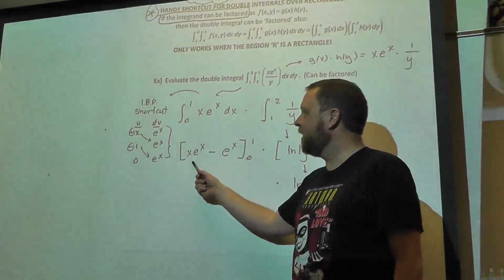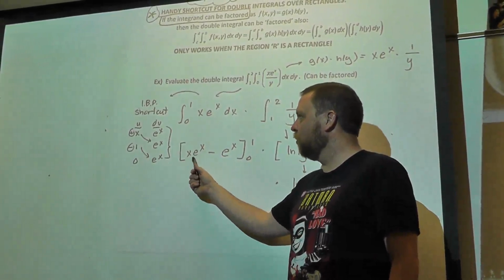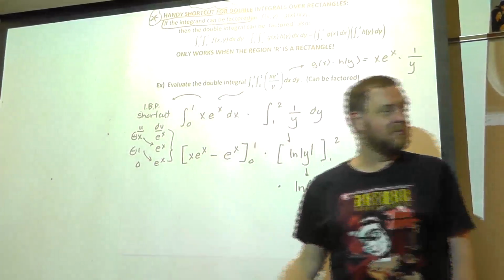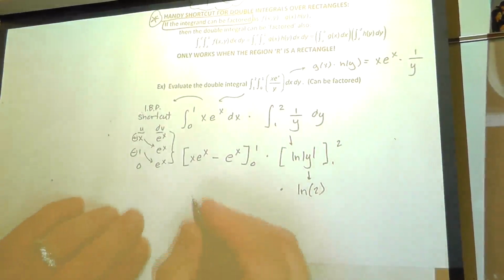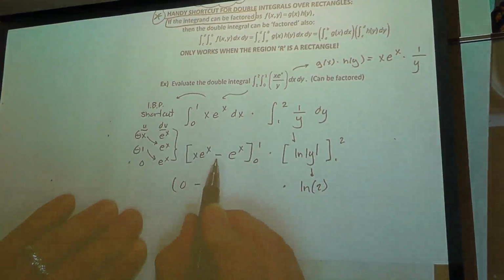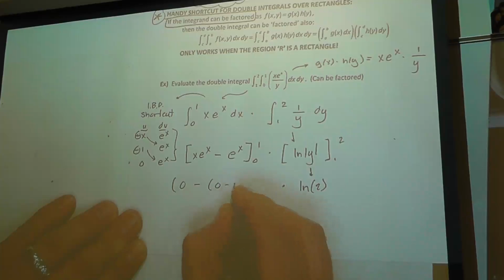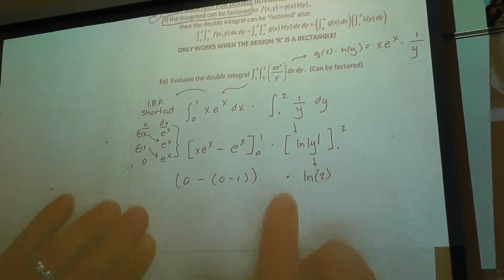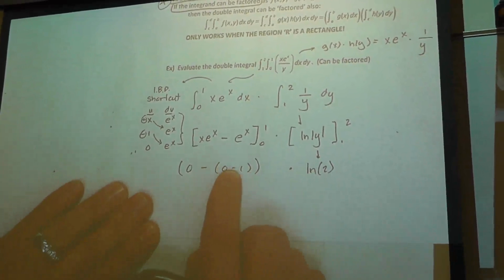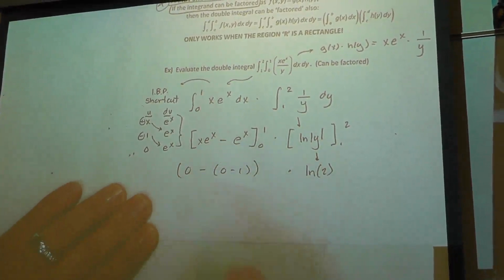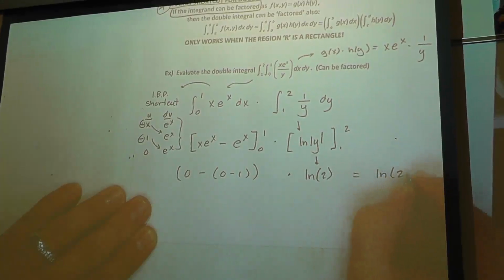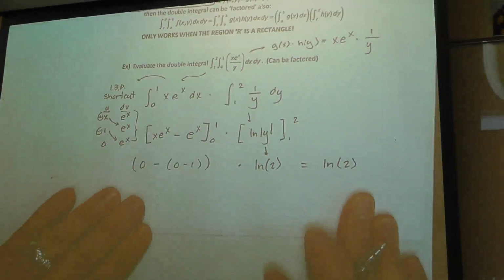When I plug in 1 here, you're going to get 1 times e to the 1 minus e to the 1. You get 0 when you plug in 1, so that's a little weird. When I plug in 0, I get 0 minus 1. And keep in mind, it gets multiplied by that ln 2. So with all these nested negatives, ultimately, all that work gives 1. So 1 times ln 2, you get natural log 2 as your ultimate answer on that one.